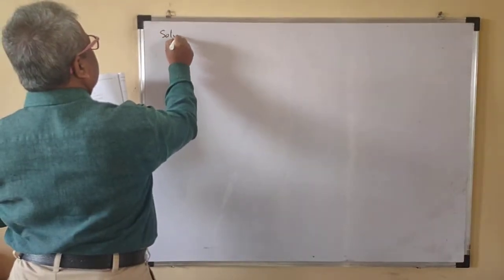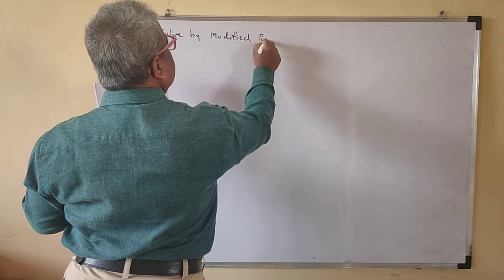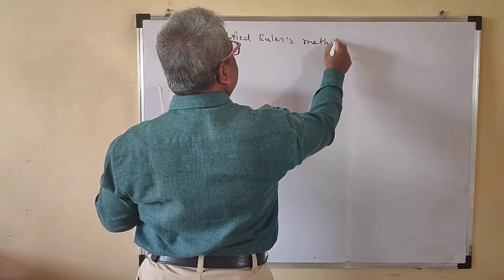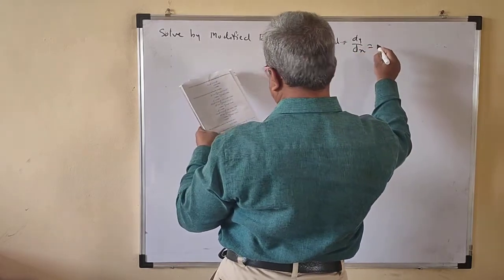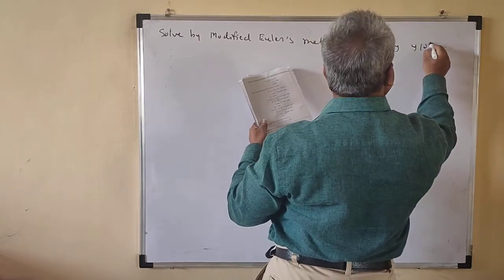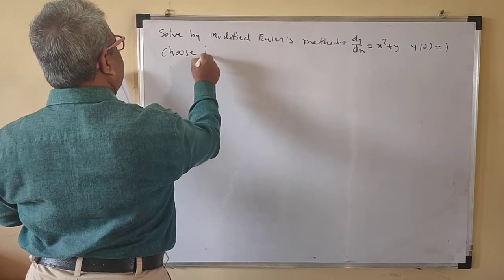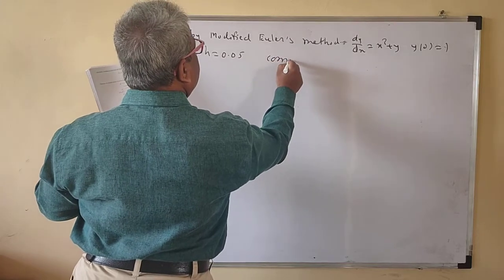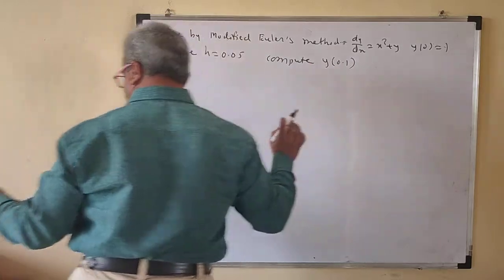Solve by modified Euler's method. Okay. So dy by dx is equal to x square plus y. y of 0 is equal to 1. Choose h is equal to 0.05. Compute y of 0.1. y of 0.1 we have to compute.